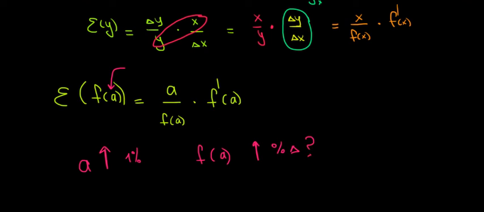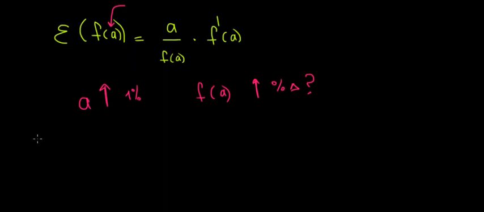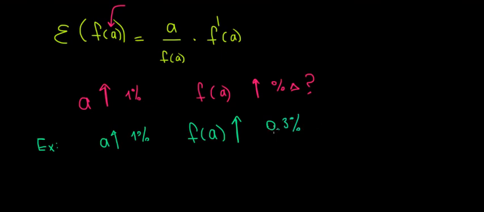If it changes with a positive number, it means that the function increases by a certain amount. So let's give an example. Let's say if a increases by 1% and the function of our a increases by 0.3%. That's going to be our elasticity. The elasticity of the function at the point of a, whatever that point is, is going to be equal to 0.3. So this elasticity is 0.3.